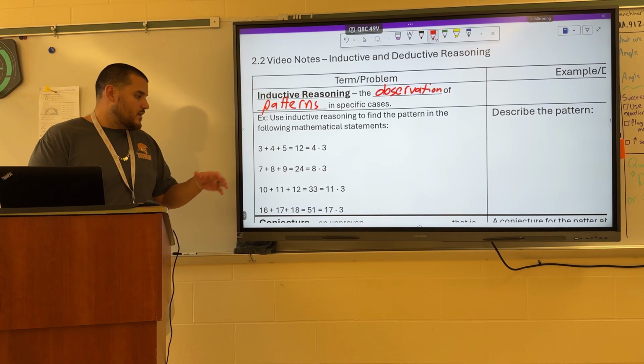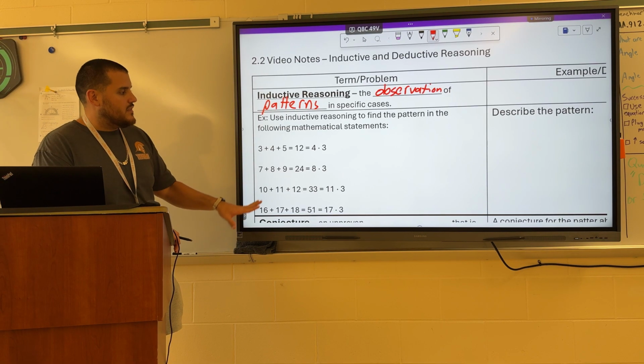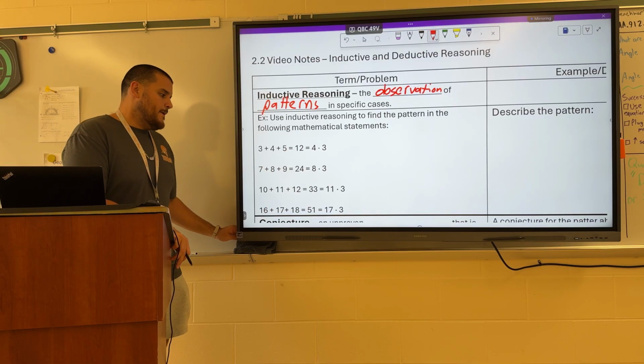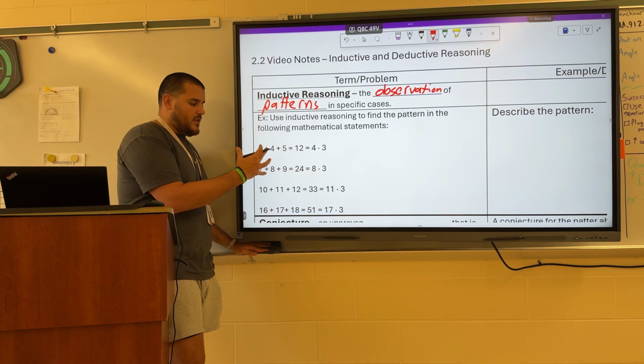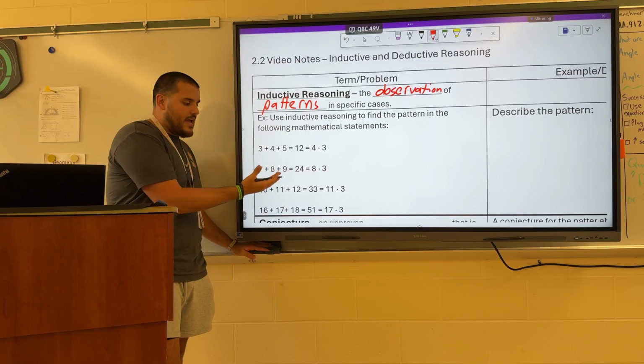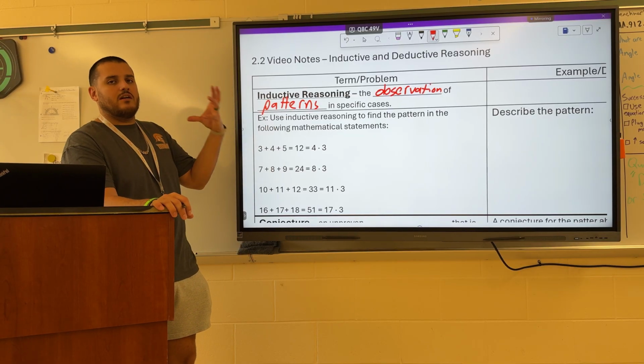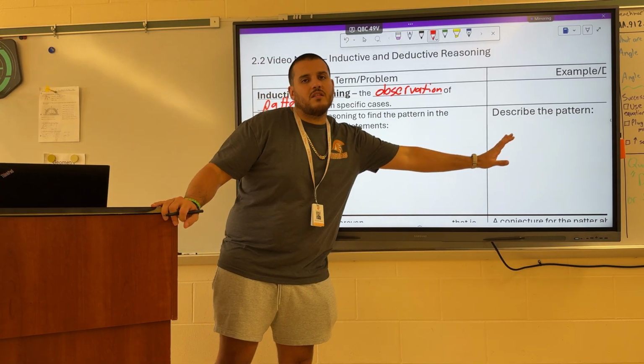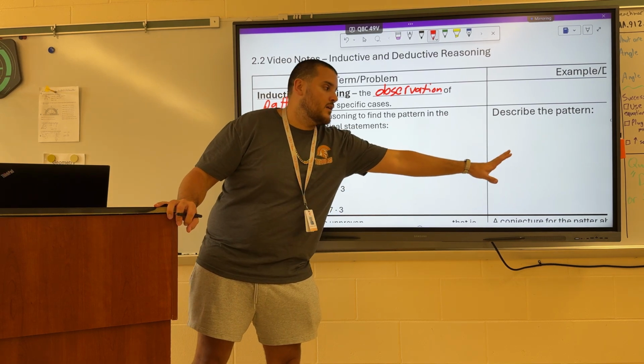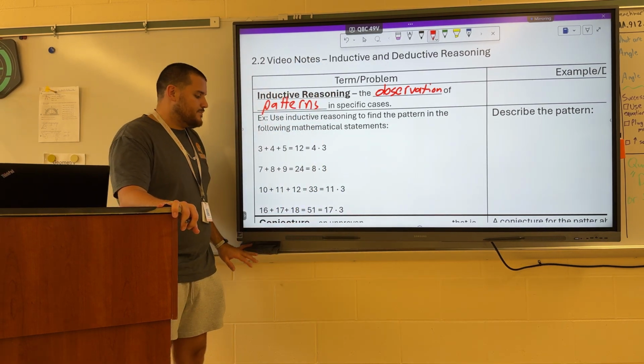I have a few mathematical statements here for us to get a better idea of what inductive reasoning is. Go ahead and take a look at these four little sets of addition and multiplication here. And then start thinking and noticing the patterns that you see that they have in common. And whatever you think of, whatever you see, I want you to write off to the side. If you're my student, you're filling that in to the right here, describing the pattern.